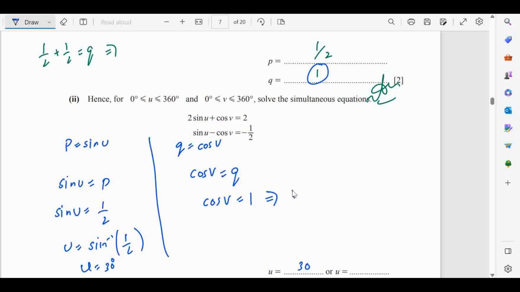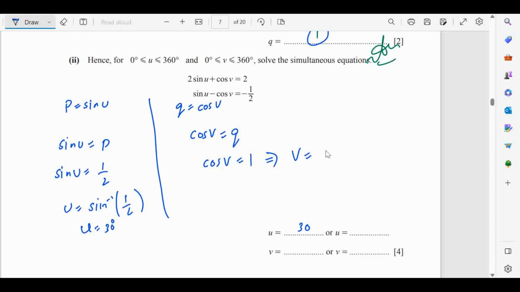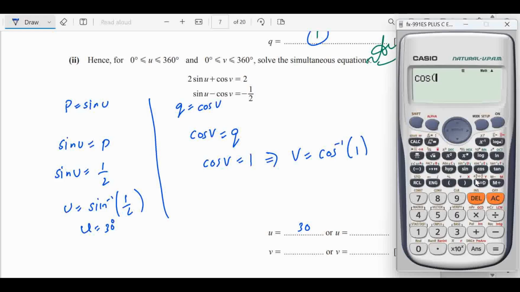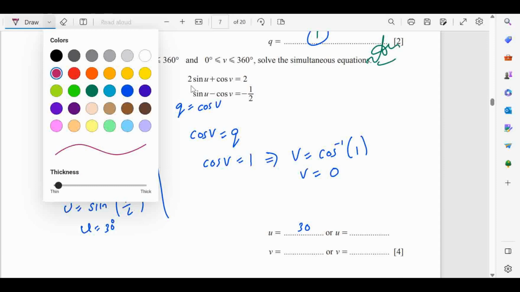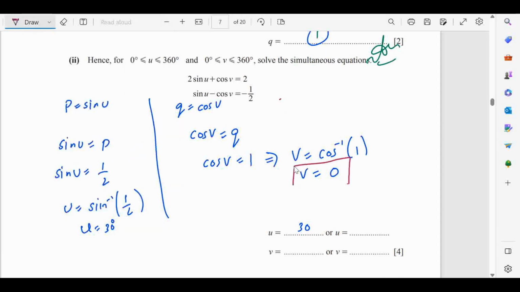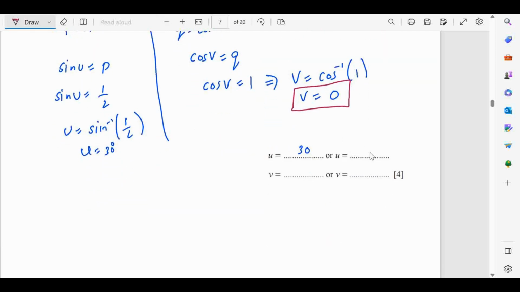So if we rearrange it, v will be equal to cos inverse of 1. So let's find out this one. Shift cos inverse of 1. So v will be equal to 0. Now from here onwards, please be very careful, because we are going to discuss a very important concept. Now first of all, let's move to this side. Here v is 0 and u is 30. This is the first value.